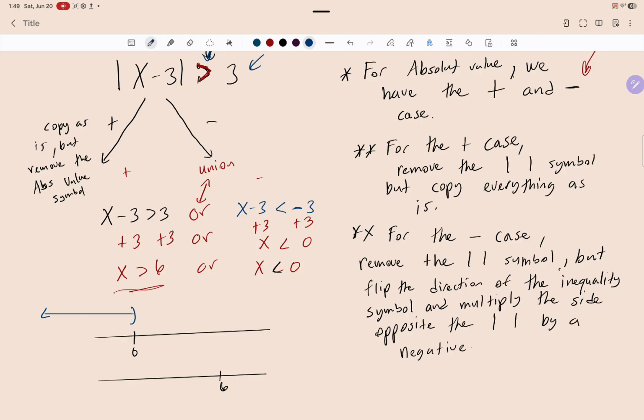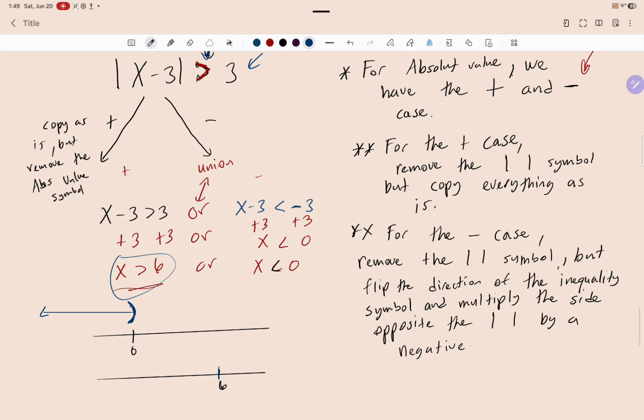Notice that I use parentheses because I do not include it. Now for the x is greater than 6 one here, I go to the 6, and looking at the statement here, it says that I want x is bigger than 6.